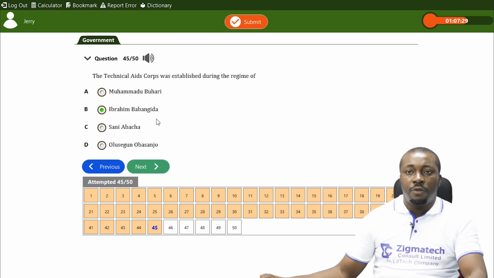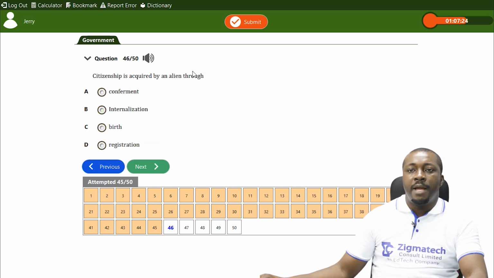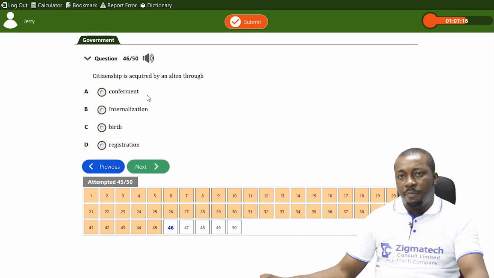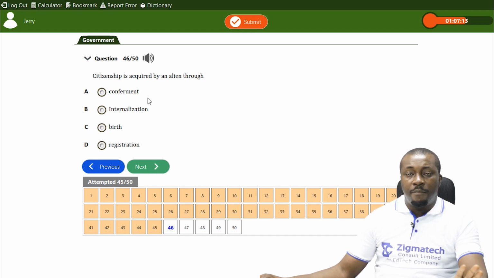Now, it was Babangida that introduced the Technical Aid Corps. Now, the citizenship acquired by an alien is true. Now, we have ways of acquiring citizenship here. Of course, we know that the major way is by birth, which is natural. We have naturalization, by which an alien can acquire citizenship after staying in a country for a long time. We have conferment, where citizenship is given as an award. We also have registration. Now, actually, birth is not for an alien.